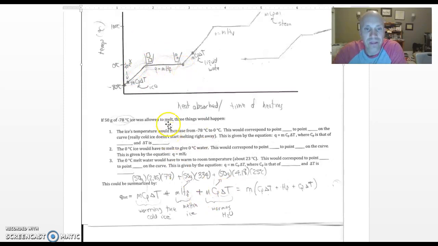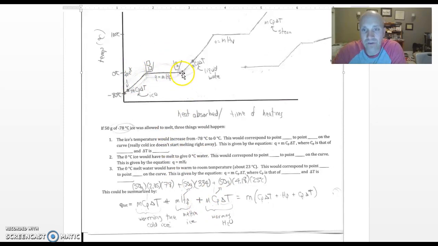Then after the water melts, you've got 0-degree water. That 0-degree water would then absorb heat until it becomes room temperature water. We're going to assume that room temperature is 25 degrees Celsius. So the equation for this part right here is going to be mCp delta T. So we're going to put that in right here.